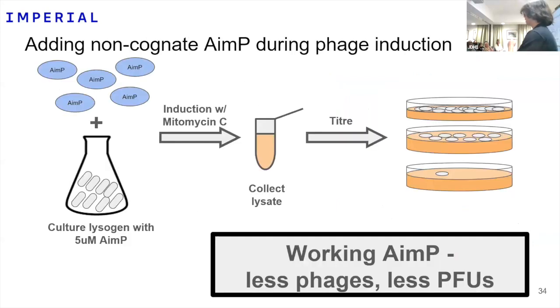So with this concept in mind, I took those lysogens of those phages we saw earlier. I added a candidate panel of non-cognate synthetic peptides to them, and then I induced them and titered them and counted how many plaques formed. And the hypothesis then is, if the AMPs work, we should see less phages.